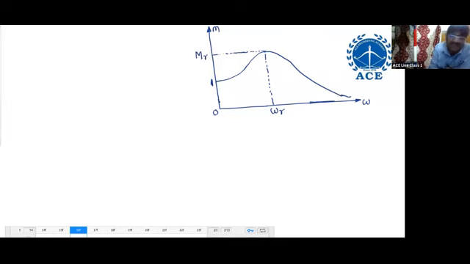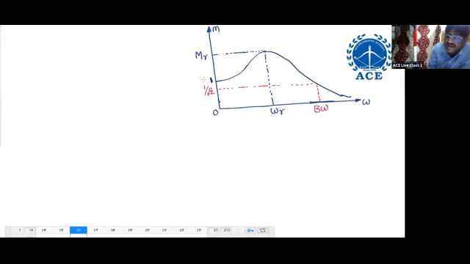The frequency at which the magnitude drops to 1 by root 2 times the maximum magnitude is called the bandwidth. This is 1; 1 by root 2 times the maximum magnitude. The frequency at which the magnitude drops to 1 by root 2 times the maximum magnitude at the low frequency gives the bandwidth.